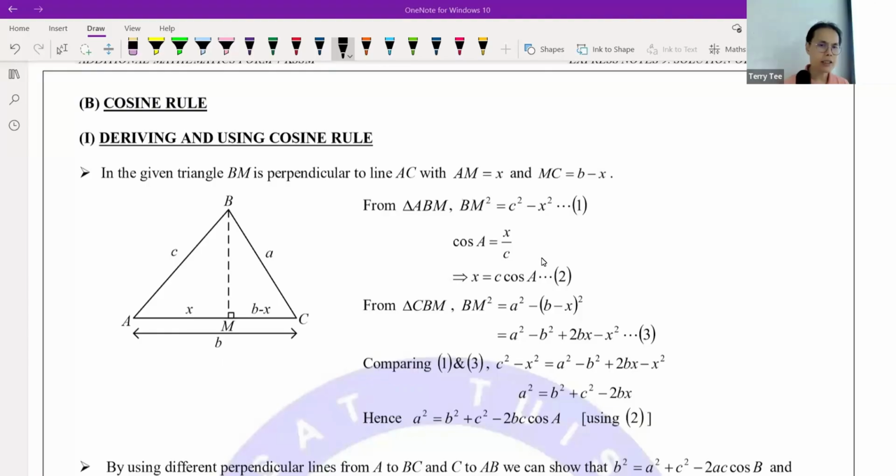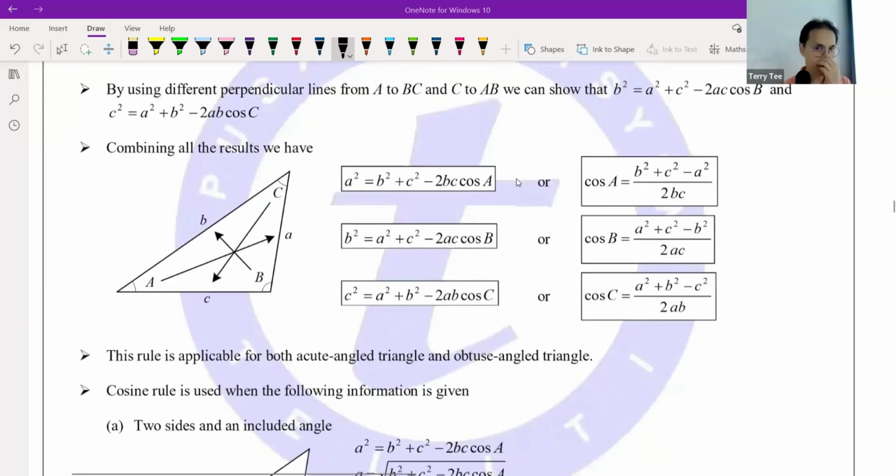Today, we'll be covering chapter 9.2 Cosine Rule. Let's get started. Derive the formula, but again, I think derivation for cosine rule is a bit harder. I think I've also explained this to you before, right? So that's why I'm not going to discuss this.